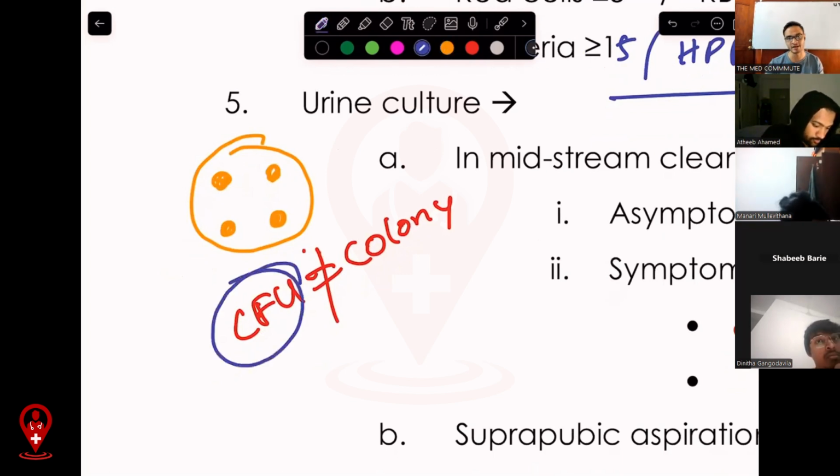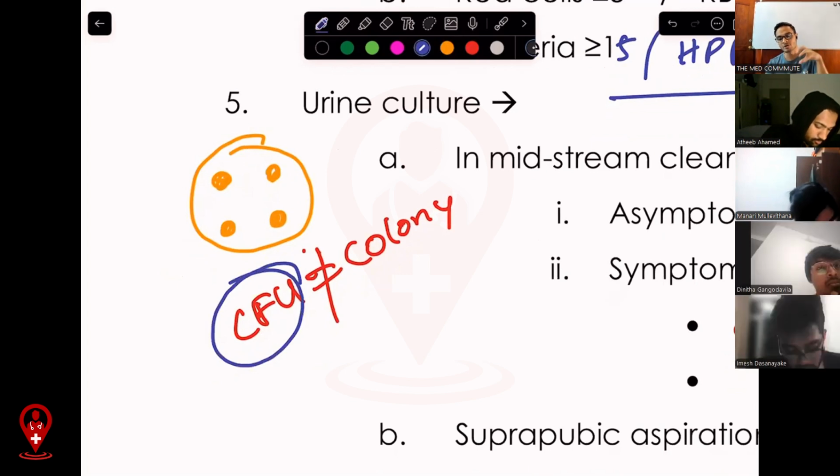There is actually an equation there, guys: number of colonies times what we call the dilution factor. No need to know that today, this is not necessary. But what I want you all to understand is colony forming unit is not equal to colony. Don't mix the two up.